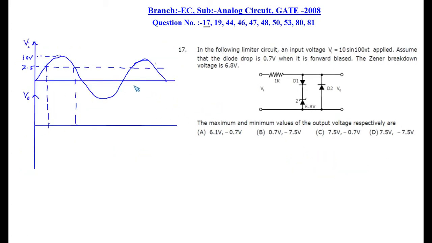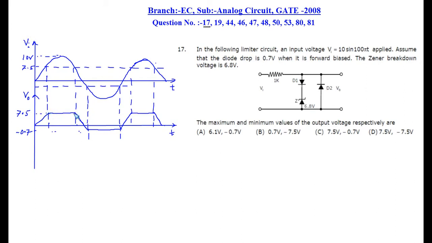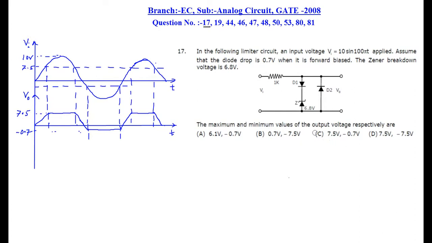Now we will try to draw the input and output waveforms. Here is the input sinusoidal waveform, which has a peak of 10 volt. Up to 7.5 volt the output voltage follows the input voltage, and after 7.5 volt the output is fixed at 7.5 volt. During the negative half cycle, when the input exceeds minus 0.7 volt, the output is fixed at minus 0.7 volt. So the output waveform is clipped, with a maximum voltage of 7.5 volt and a minimum voltage of minus 0.7 volt. So among the options, the correct option is option C.